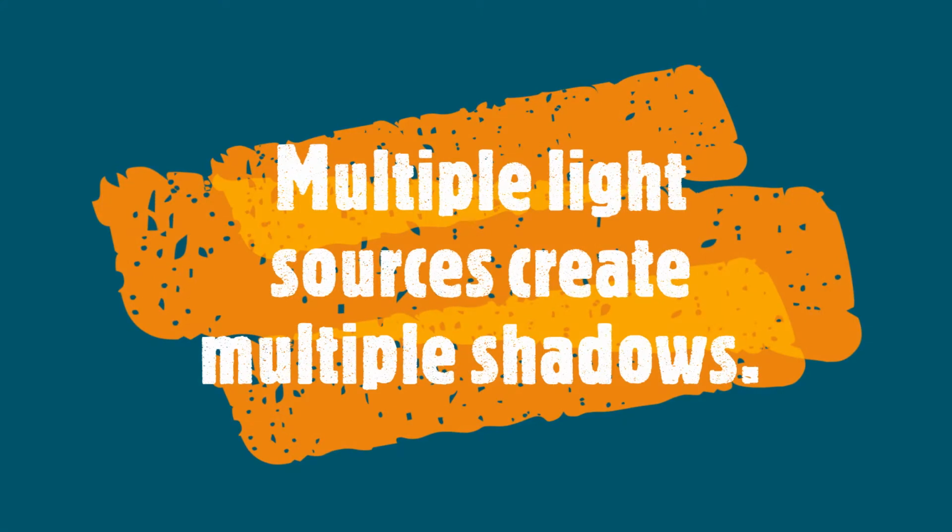Concept 2. Multiple light sources create multiple shadows. Multiple shadows can exist if you have multiple light sources. Let's take my body for example. You'll see here I have a shadow because of the light source that I have on my desk.